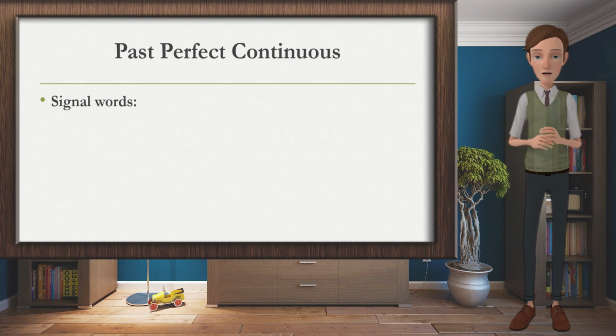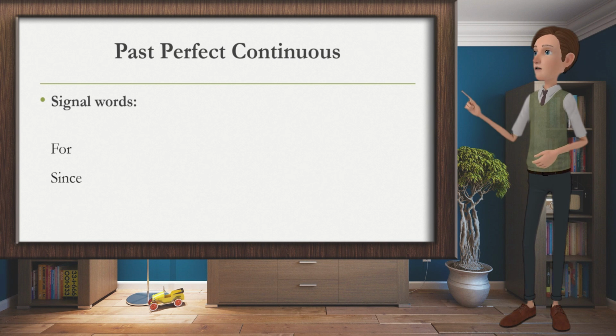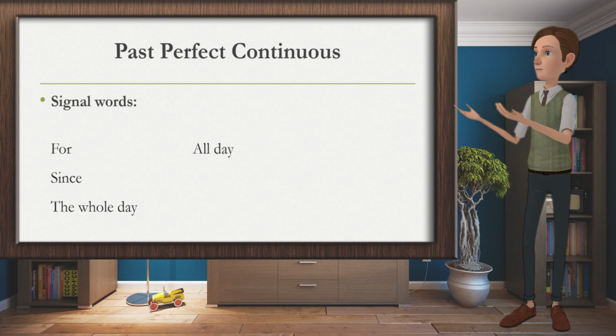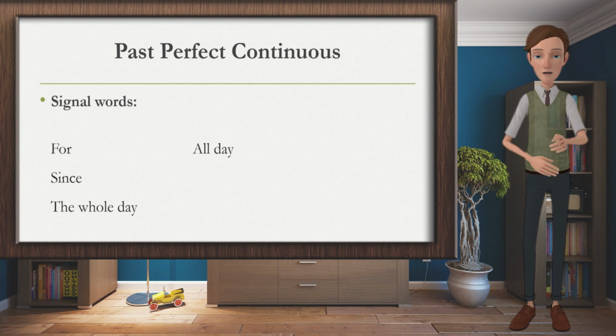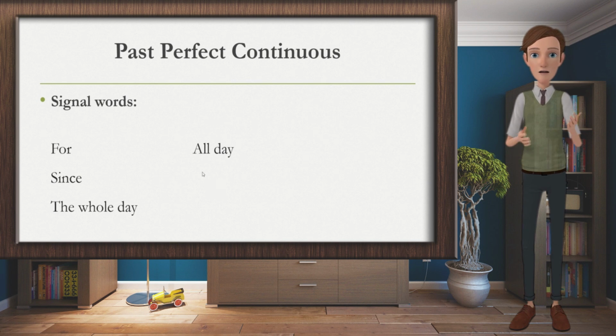Signal words in the past perfect continuous. I had been living in London for 2 years. I had been playing football since 1990. I had been working the whole day. I had been studying all day.